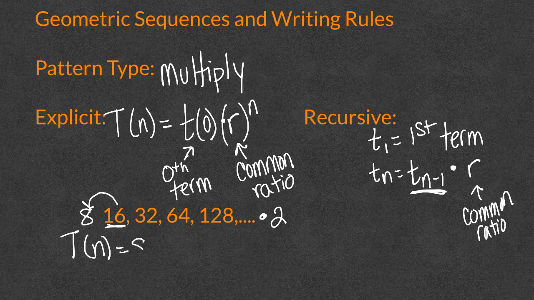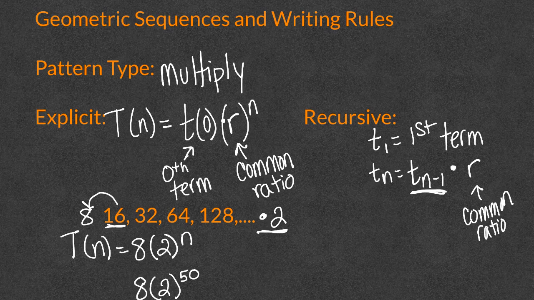So I'm going to take 8 times my common ratio, which is going to be 2, and I'm going to raise that to the nth power. Now again, if I wanted to figure out what the 50th term would be, I would take 8 times 2 to the 50th power, and that would give me the 50th term in my sequence.